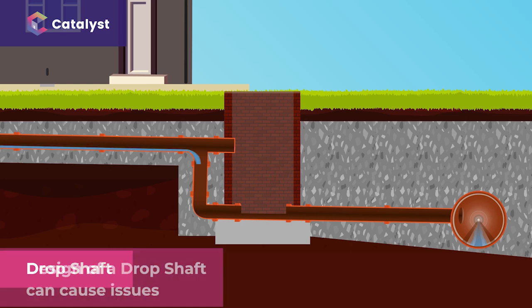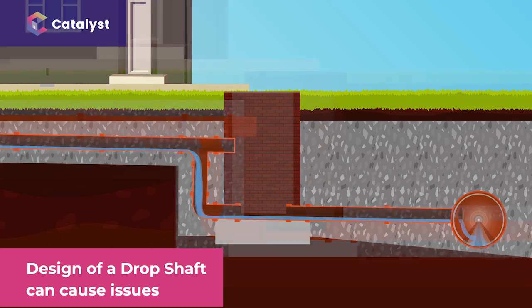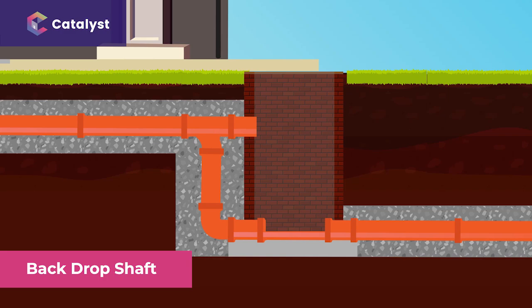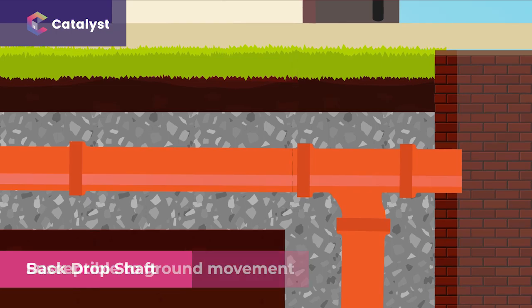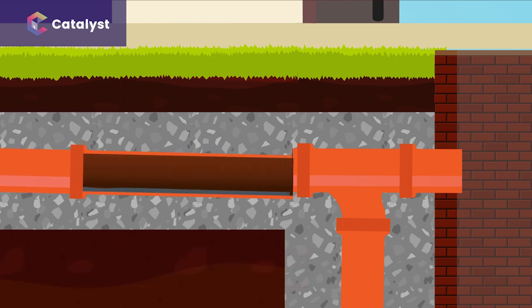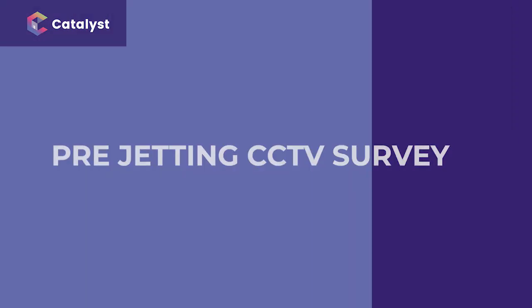It's worth looking at the design of a drop shaft and the issues that can arise as a result. The drop shafts at this property are referred to as backdrop shafts because they run into the back of the manhole. Drop shafts are near vertical pipes. Because of this, they are susceptible to ground movement, resulting in the pipe becoming fractured. These faults are most commonly found just before the point where the pipe drops into the manhole. This is the point of greatest structural stress in the pipe system.